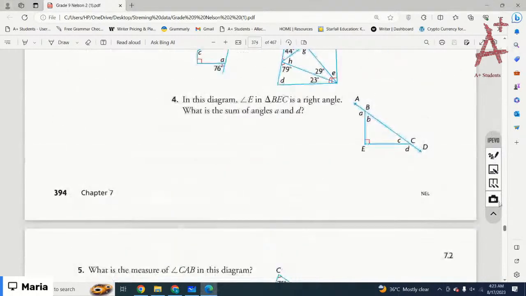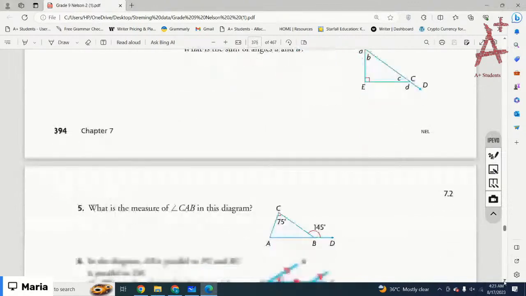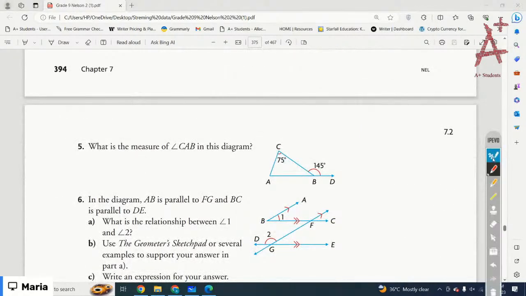Okay, let's just do question number 5. What is the measurement of angle CAB? Measure of angle CAB, you have to calculate the angle A, right? So how do you calculate angle A?